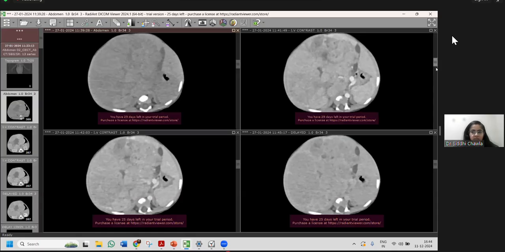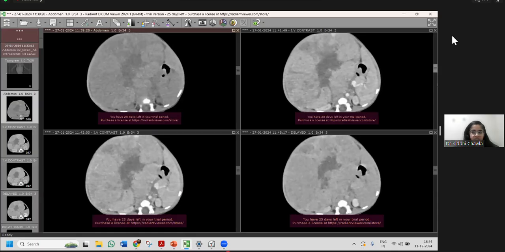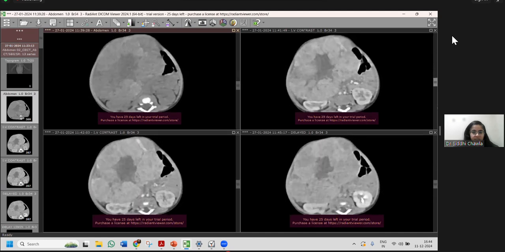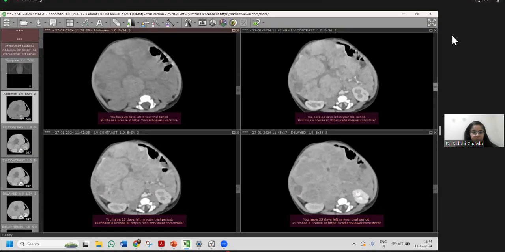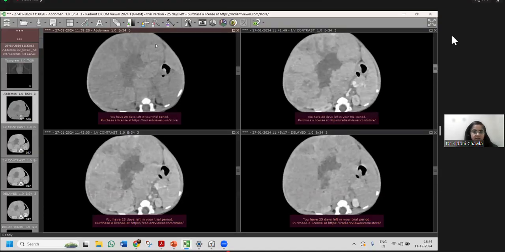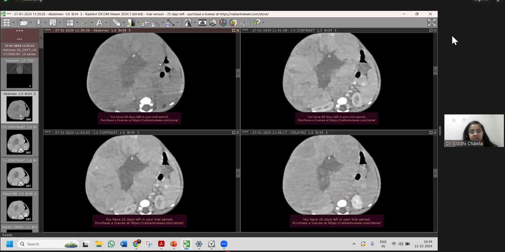And as I go down, I again try to trace what is the entire extent of the lesion, and it is extending entirely up to the level of the pelvis. So what is the enhancement characteristic that we see in this tumor? In the NCCT, we see that the lesion is almost isodense or somewhat hypodense as compared to the liver.